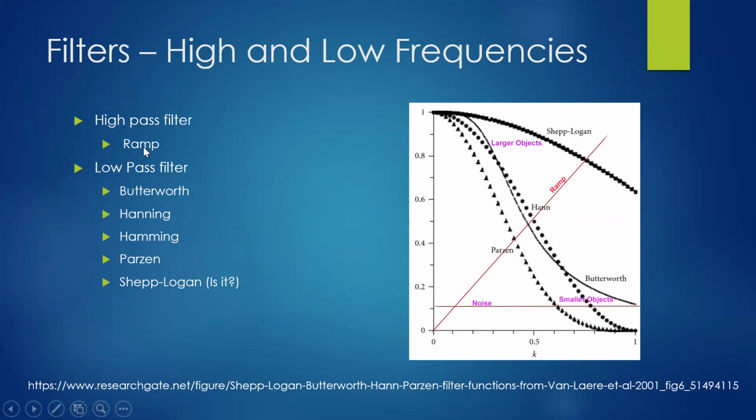But there's only one high pass filter. There's a myriad of low pass filters, and then there's something called the Shepp-Logan filter. And even they say it's classified as a low frequency filter, but it really isn't, because look how many extra higher frequencies it actually brings in compared to the other low end frequencies. They're all way down here. But the literature classified it as low. So that's why I put a question mark.